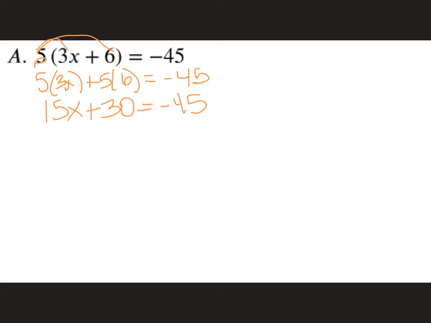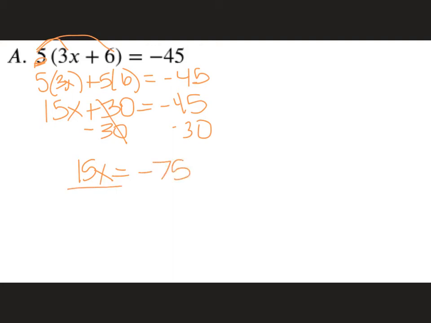So in this case, this 5 is positive. We would just distribute that sign as well. It isn't a big deal if it's positive, but if it's negative, you do need to make sure you distribute the negative sign. At this point, since I have constants on both sides, I will eliminate one of the constants. So I will subtract 30. That leaves me with 15x equals negative 75.